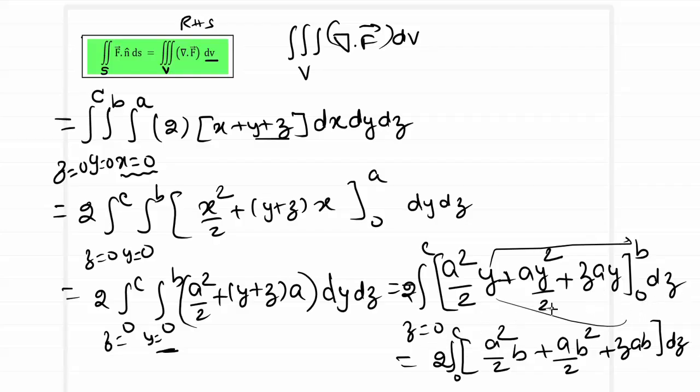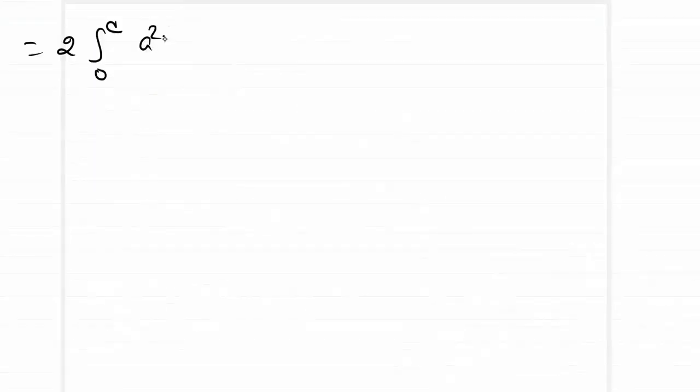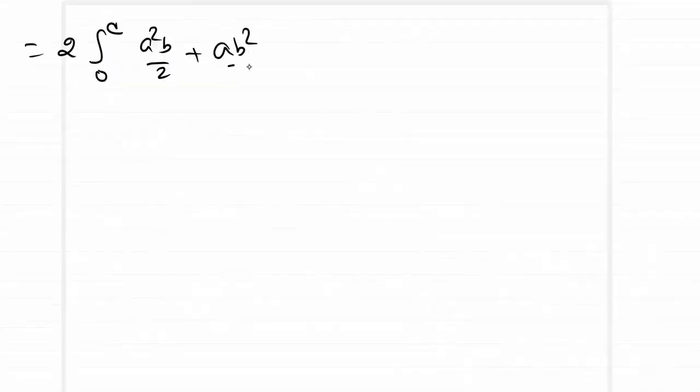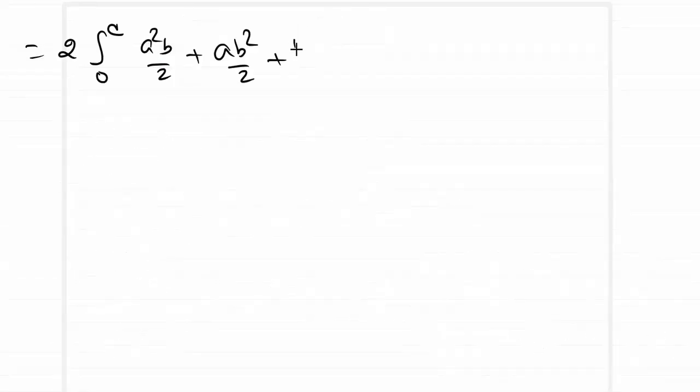So let me integrate this component with respect to z for the last time. You will have 2 times integral from 0 to c. Let us retrace the quantities: a square b by 2. What is the second term? a b square by 2. What is the third term? z a b. Now let me integrate all this with respect to z.